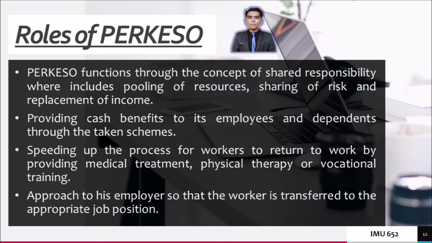The replacement of income gives the workers' family income if they die, with their dependents receiving monthly pensions and not deprived of their income. Next, Perkeso plays its role in providing cash benefits to its employees and dependents through the schemes if an unexpected event occurs. So, the employment injury scheme and the invalidity scheme are the key functions of Perkeso in providing social protection towards employees and dependents.